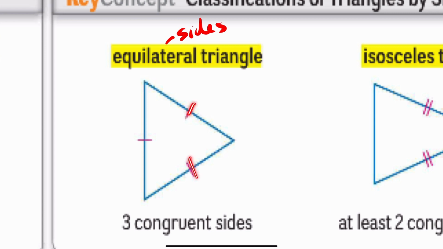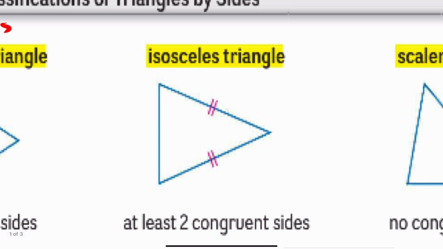So three congruent sides. Isosceles triangles, that means that you have to have at least two congruent sides, okay? So this side and this side are congruent, and this side is that lonely one, okay? This is an example of an isosceles triangle.